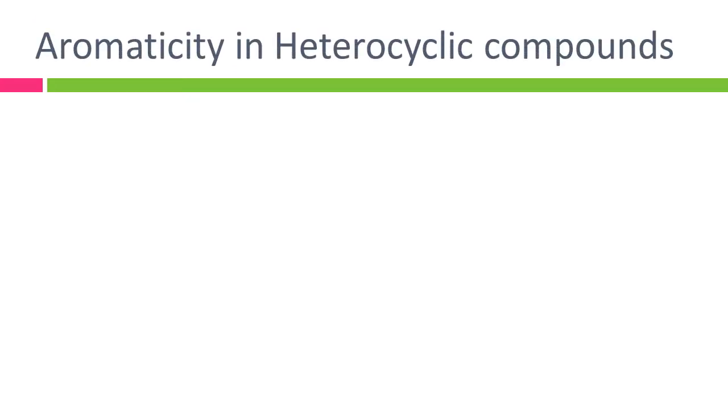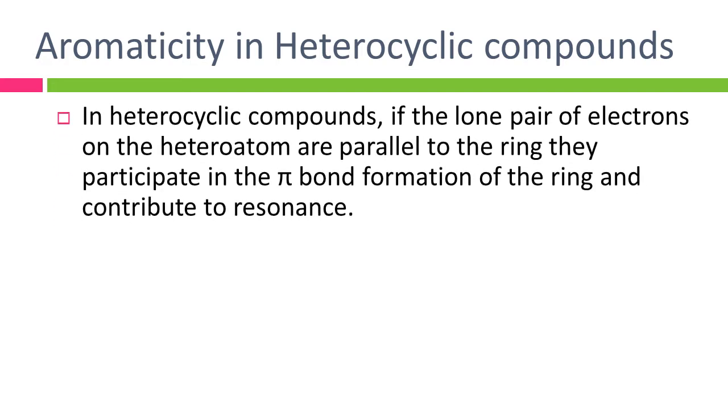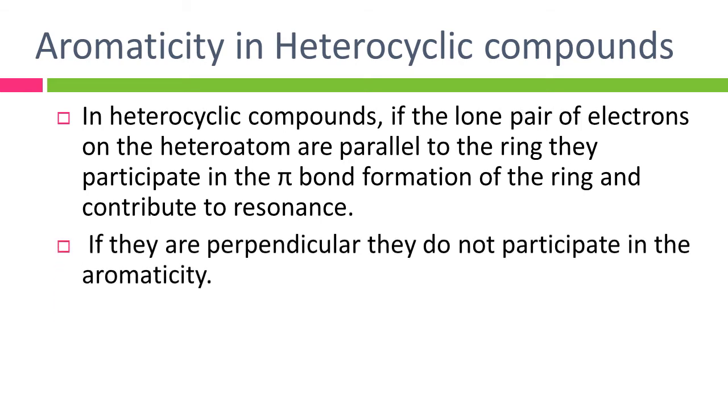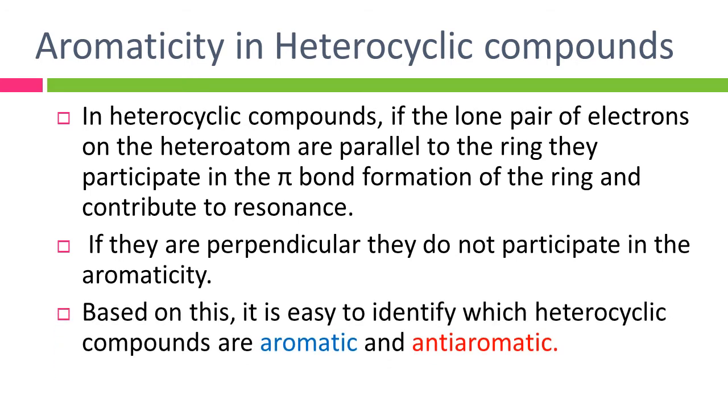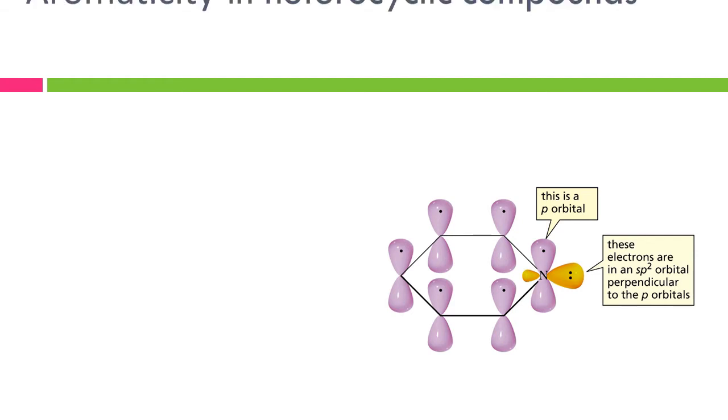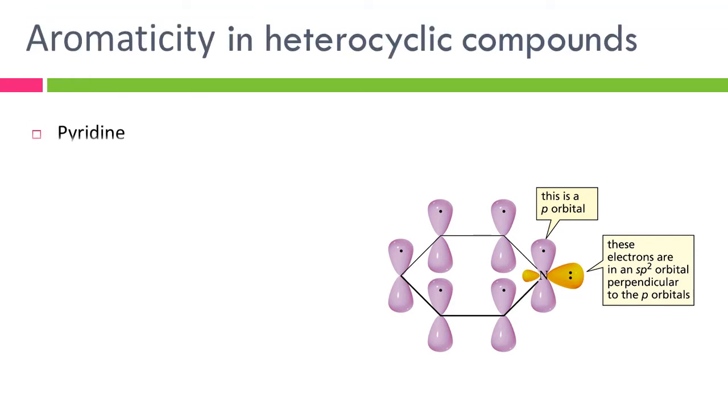Aromaticity in heterocyclic compounds. In heterocyclic compounds, if the lone pair of electrons on the heteroatom are parallel to the ring, they participate in pi bond formation of the ring and contribute to the resonance. If the lone pair of electrons are perpendicular, they do not participate in aromaticity. Based on this, it is easy to identify which heterocyclic compounds are aromatic and which are anti-aromatic. Let us see an example of pyridine.